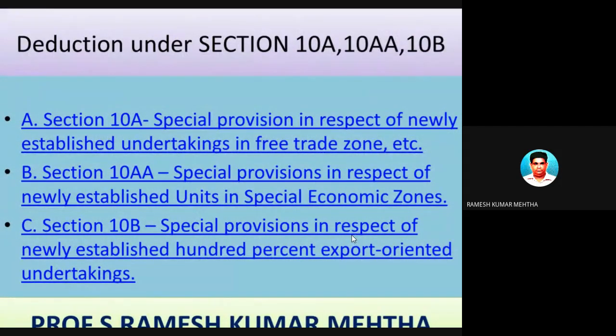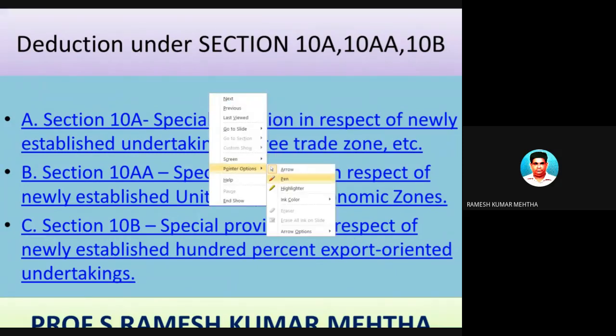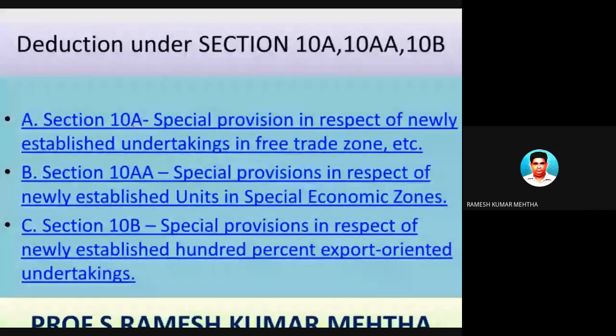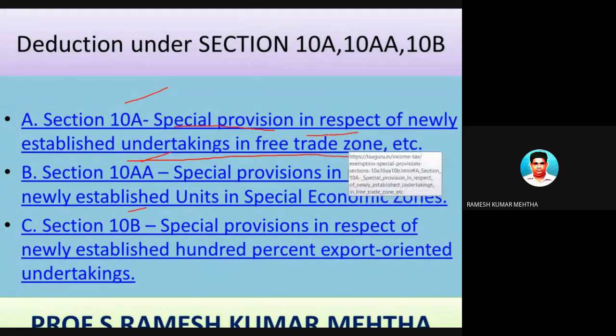I will not go into the details, but I will just give you the introduction of what the deductions under Section 10A, 10AA, and 10B are. I will read out the name of the deduction. The name of the deduction as far as 10A, 10AA, and 10B is special provisions in respect of newly established undertakings in free trade zone, FTZ we call it. So there are tax provisions in respect of newly established undertakings in FTZ.